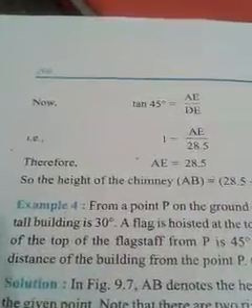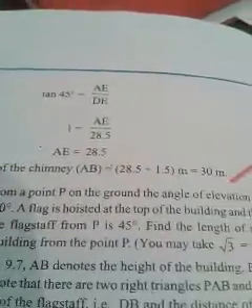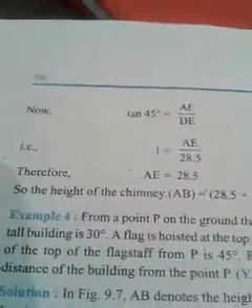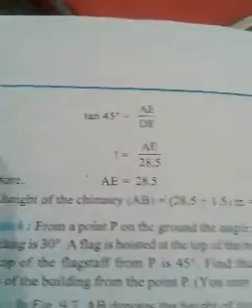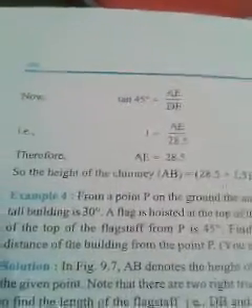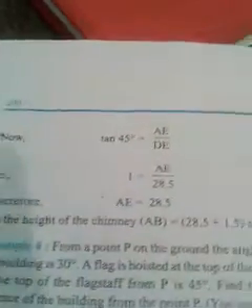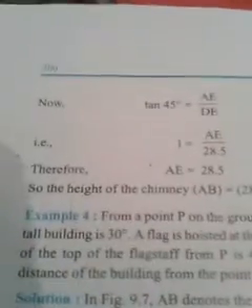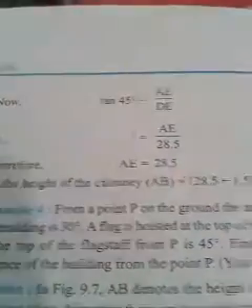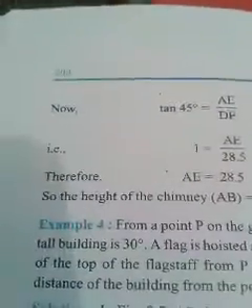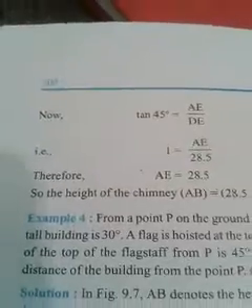Now example 4 is: from a point P on the ground, the angle of elevation of the top of a 10-meter tall building is 30 degrees. This is a very important question. Up to example 3 the questions were very simple, but this example 4 is a little more standard when compared to example 3. Example 4: from a point P on the ground, the angle of elevation of the top of a 10-meter tall building is 30 degrees. What is the meaning of the first line?